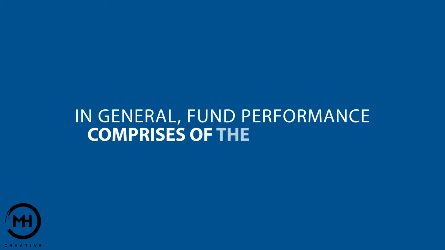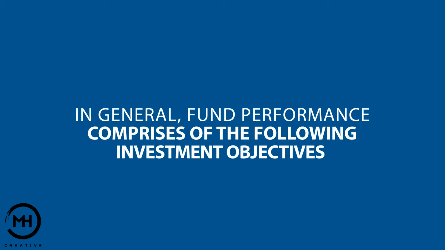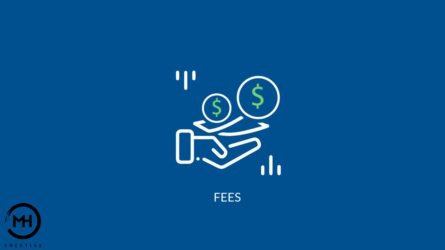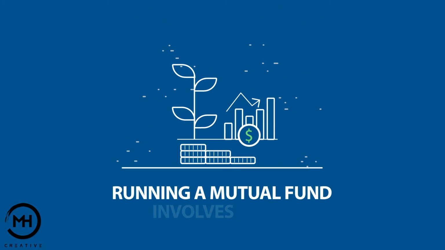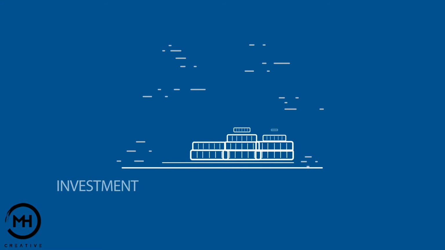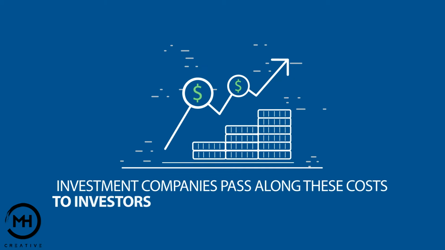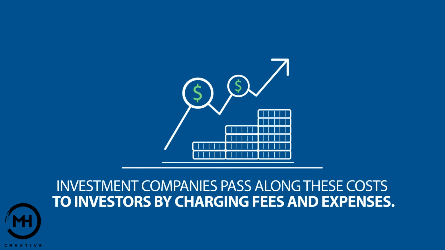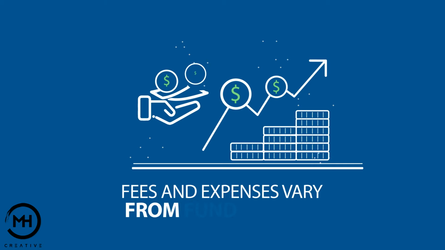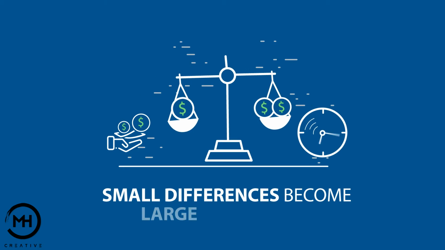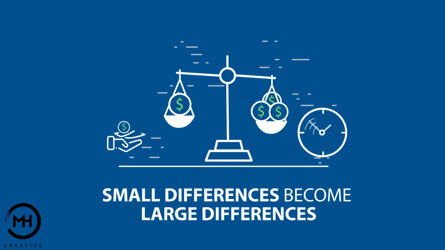In general, fund performance is comprised of the following three investment objectives. Fees. As with any business, running a mutual fund involves costs. Investment companies pass along these costs to investors by charging fees and expenses. Fees and expenses vary from fund to fund. Even small differences in fees can mean large differences in returns over time.